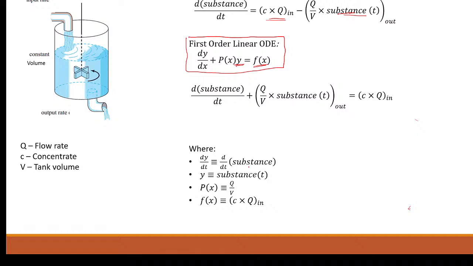And here you can see those parallels. P of x is the flow rate over the volume. F of x is the same as the rate going in. Y is the same as the substance that is constantly changing. And dy over dt is just the rate of change of substance with respect to time.